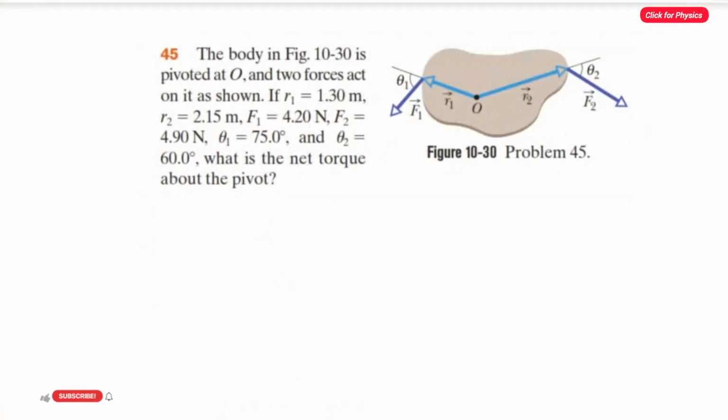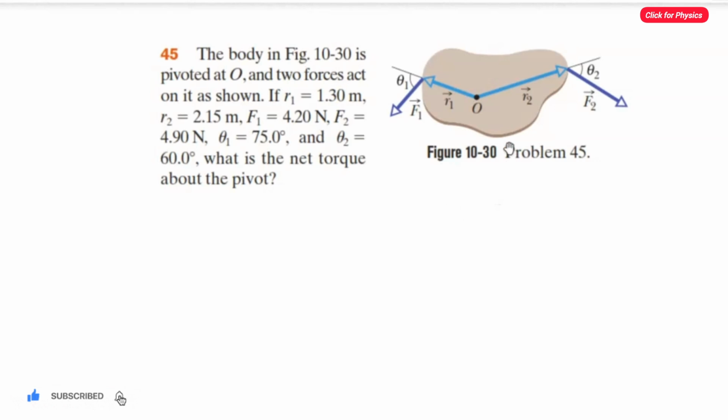Problem number 45. The body in the figure is pivoted at O and two forces act on it as shown in the figure. So you can see the figure. We have a body and this body is pivoted at point O, and two forces are acting on it. If R1 is equal to 1.3 meter, R2 is equal to 2.15 meter, F1 magnitude is 4.2 Newton, F2 magnitude is 4.9 Newton, theta 1 is 75 degree and theta 2 is 60 degree, what is the net torque about the pivot?